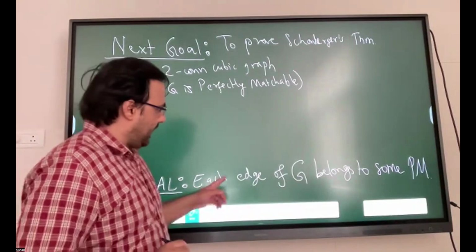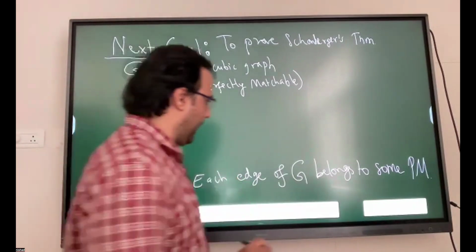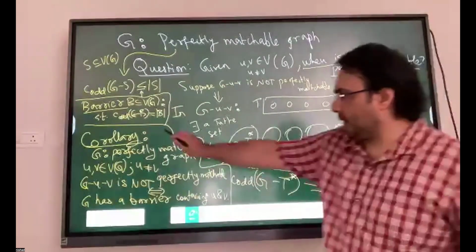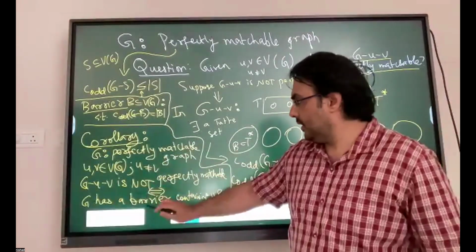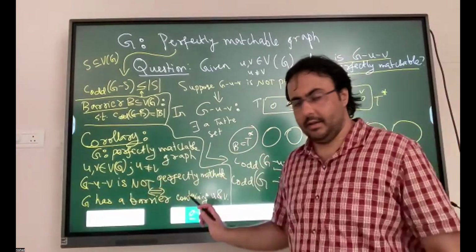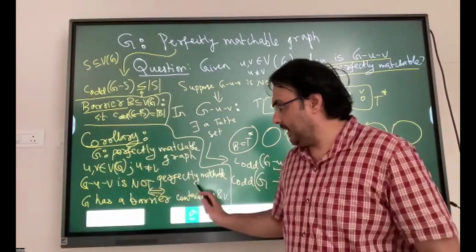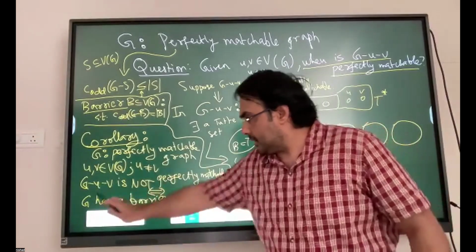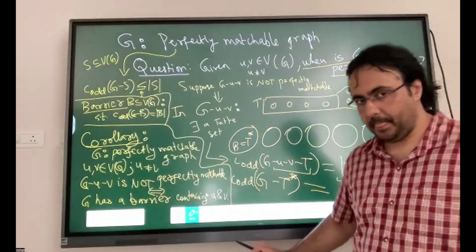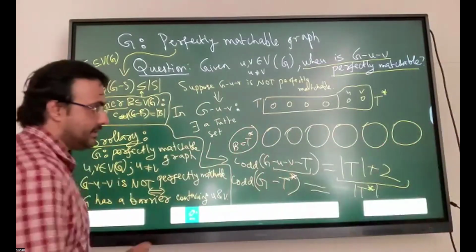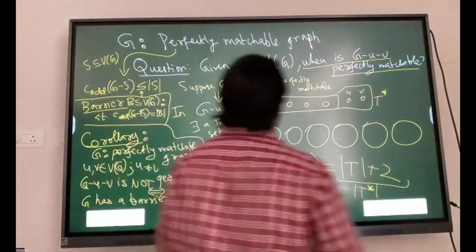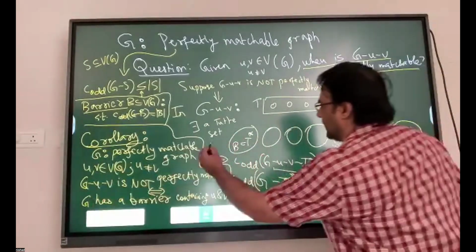Before that, let's look at one more quick thing. Let's go back to this corollary. This corollary tells you when G minus U minus V does not have a perfect matching. It does not have a perfect matching if and only if the original graph G has a barrier containing U and V. We will write another corollary of this and then we will go to Schoenberger's theorem. So let's write down one more corollary. I will erase these things.